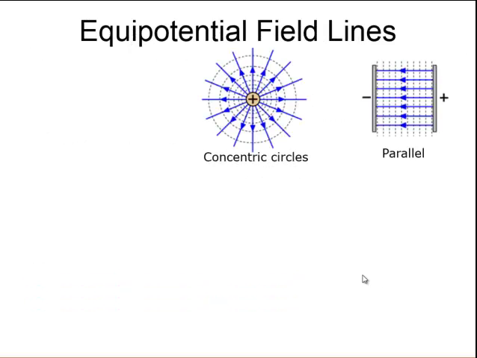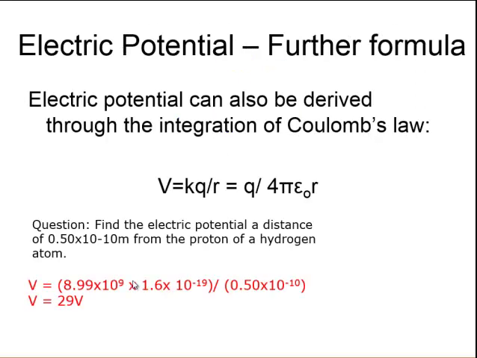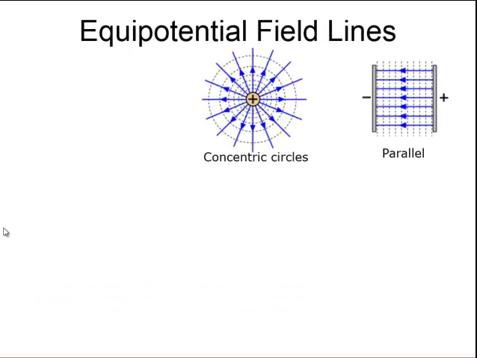Now, equipotential field lines. If we think about the last problem, there was no definitive location of where the particle was. It was said to be 0.5 times 10 to the minus 10 meters away from the proton. It wasn't north, south, east or west. The reason for that is everything at that distance is going to have exactly the same electric potential, and this allows us to have what's known as equipotential field lines. We can see the field lines in dark blue here, and the spotted lines are lines of equipotential, where there's a similar potential.